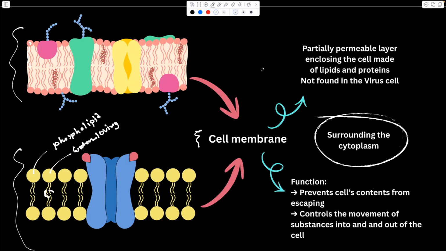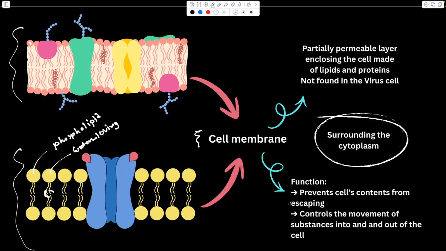It prevents cell content from escaping. Of course, a cell has a lot of content. Cells have mitochondria, nucleus, Golgi body, rough endoplasmic reticulum. There are a lot of other organelles. If it isn't surrounded by a cell membrane, it will eventually be lost. So it prevents the cell content from escaping.